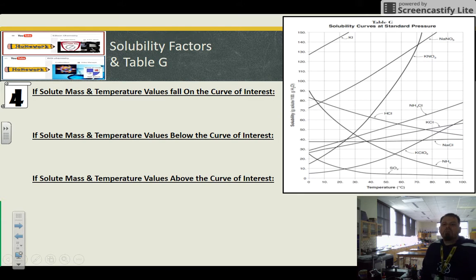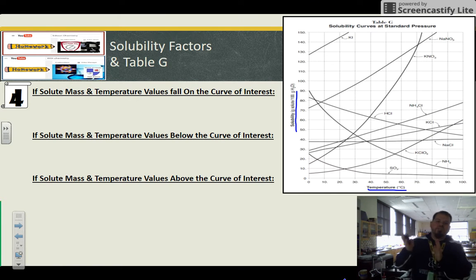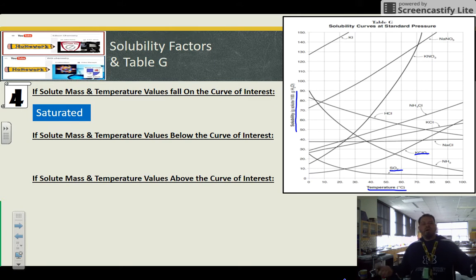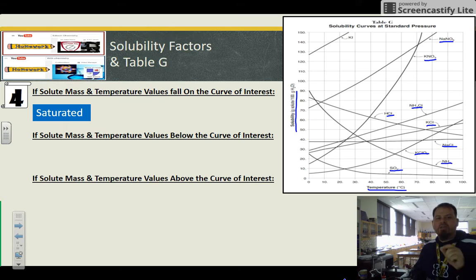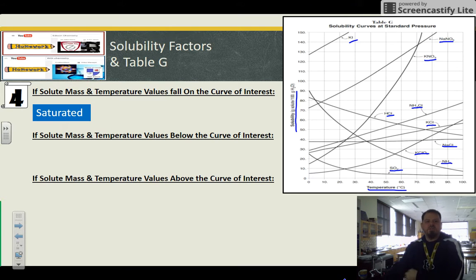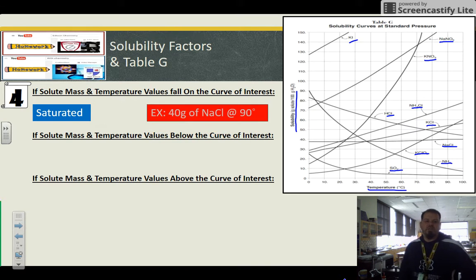So how do we use this table G with what's going on? We've got a minute, so I'm going to tell you. There's temperature on the bottom, and then there's specifically 100 grams of water on the y-axis. So by definition, saturation is when I fall directly on the curve of interest. I am saturated. So let me give you an example: 40 grams of sodium chloride at 90 degrees.